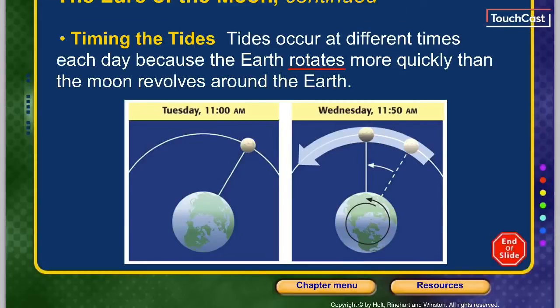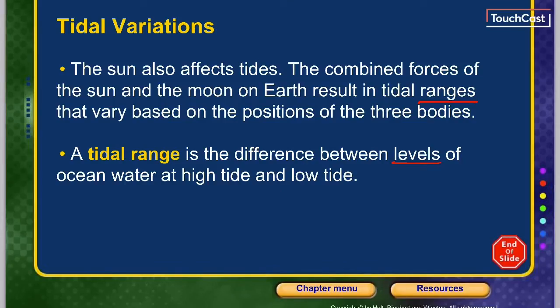Now, as far as the timing of the tides, it's not the same time every single day that we have high tide and low tide. It changes because the tides occur at different times due to the fact that the Earth rotates, and that's your underlined word there that you have to fill in, rotates more quickly than the moon revolves around the Earth. There's also seasonal variation. So depending on not just the time of day, but time of the year, the tide can be much higher than normal, and the low tide can be much lower than normal.